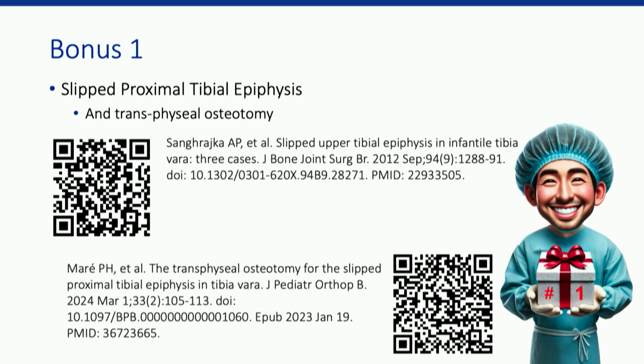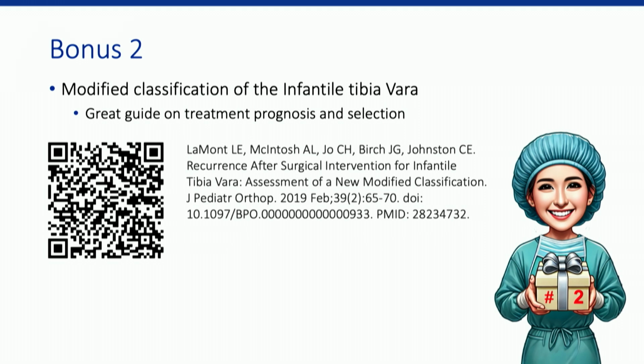Also, I encourage you, start looking in your cases. And I have even one weird idea. Maybe some, if not all, of adolescent Blounts are actually a cohort of some kind of slipped proximal tibial epiphysis. And this is another one. This came from our institution.